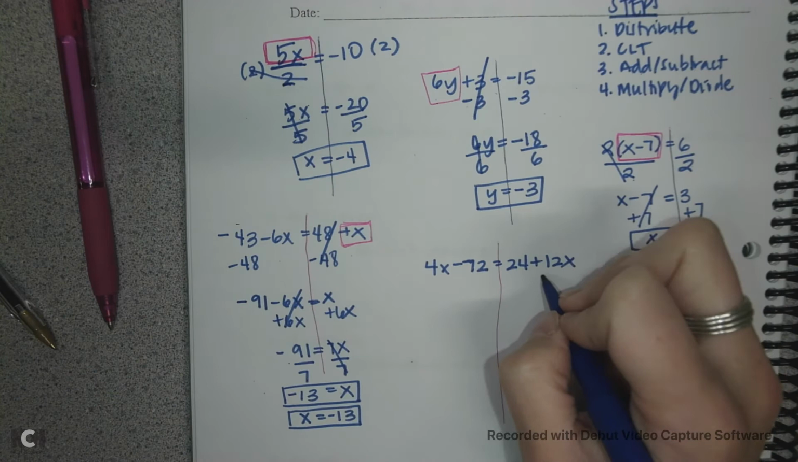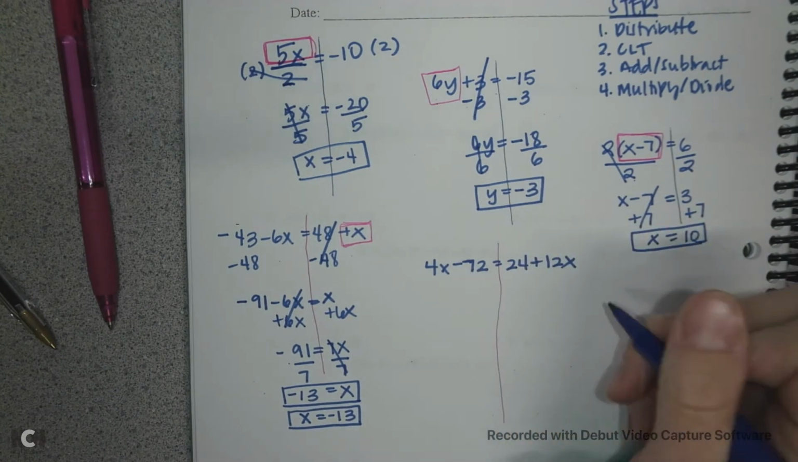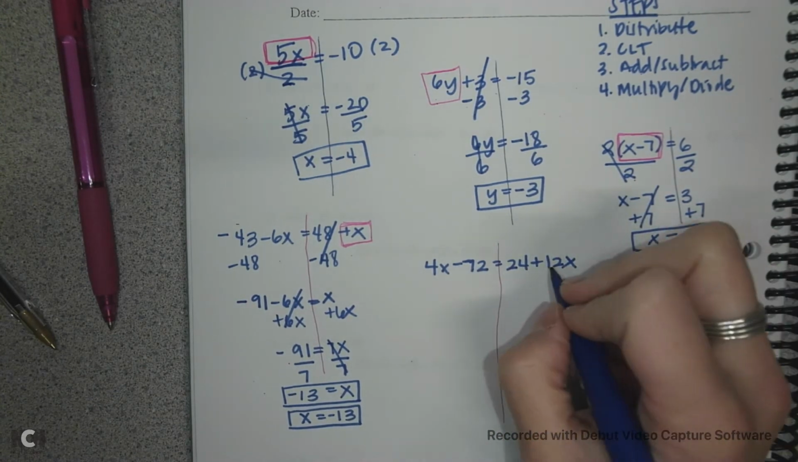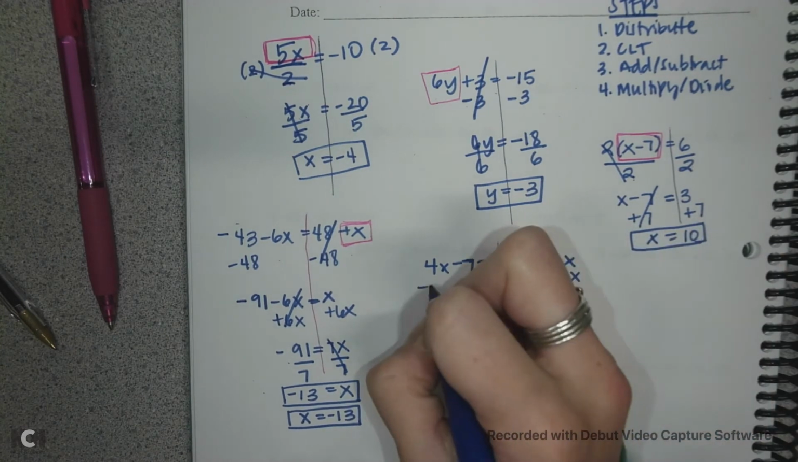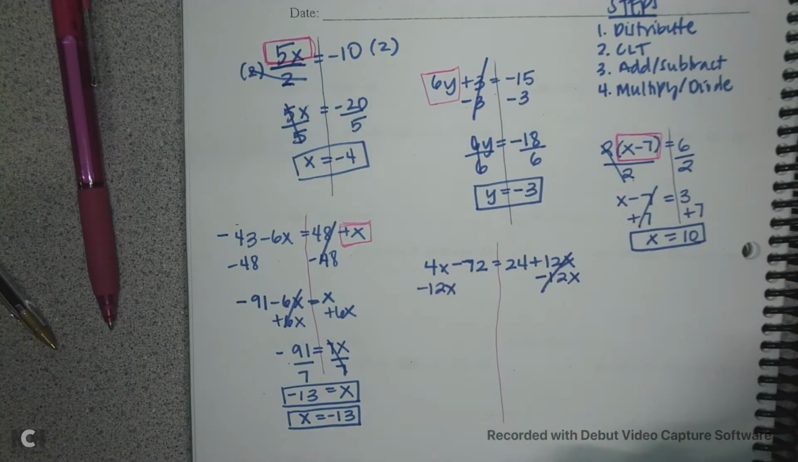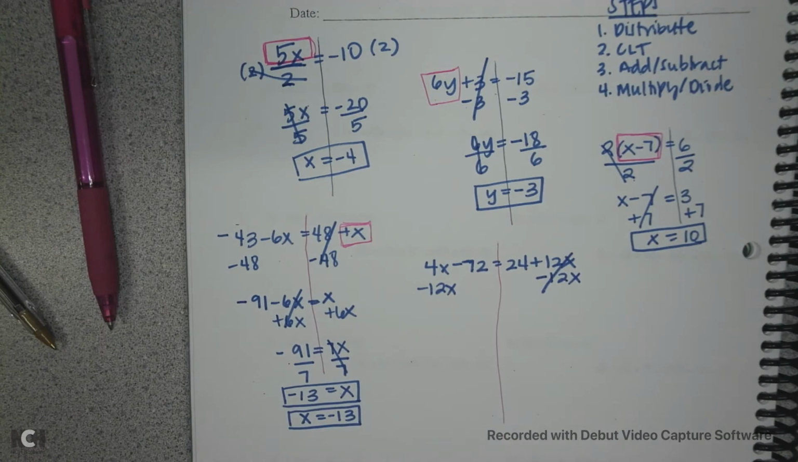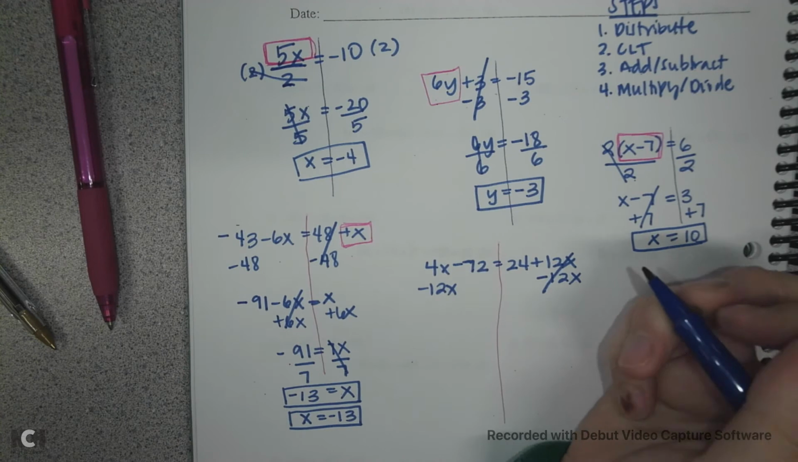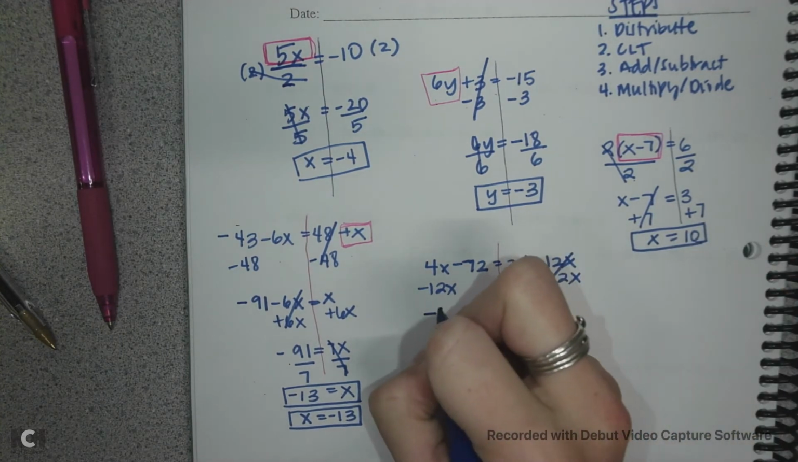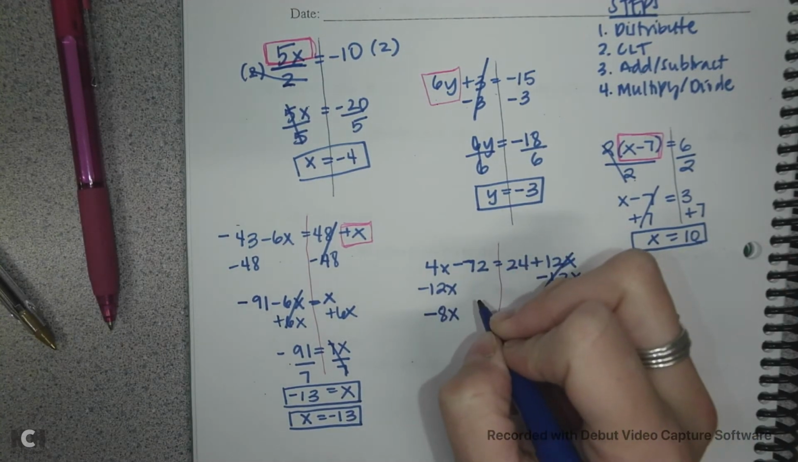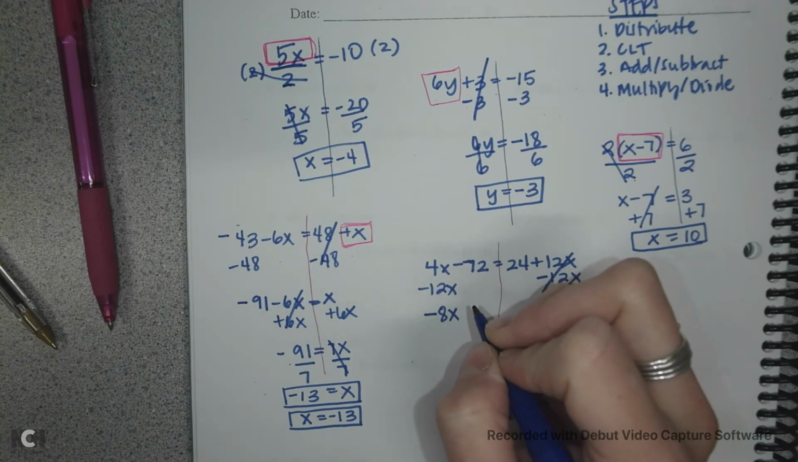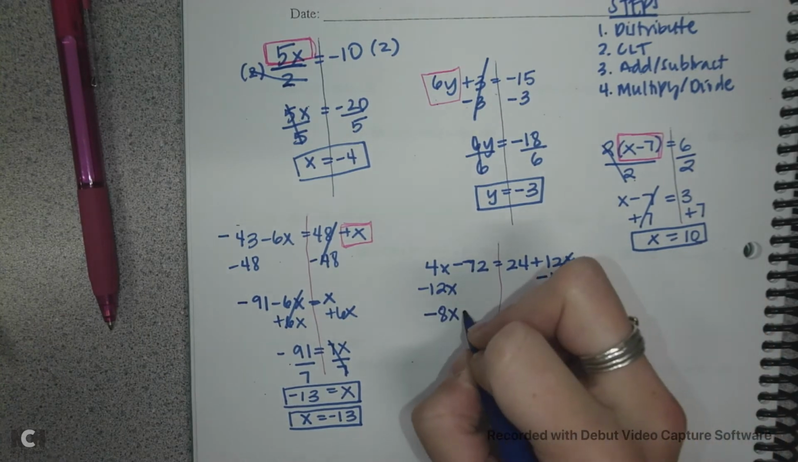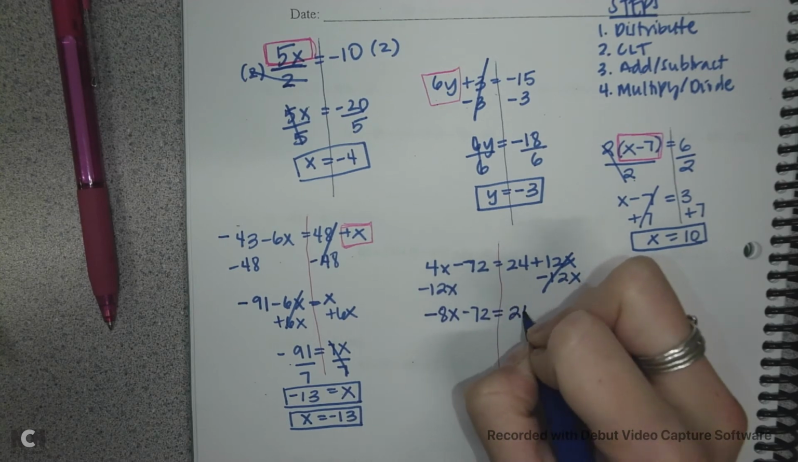So I'm going to do the opposite of plus 12. When you go over the wall, you have to do the opposite when you add or subtract. So I'm going to minus 12x on each side. Sorry about that. Then we're going to combine the 4 and the negative 12. So 4 minus 12 is negative 8x. And then we are going to write down the rest of it. So minus 72 equals 24.